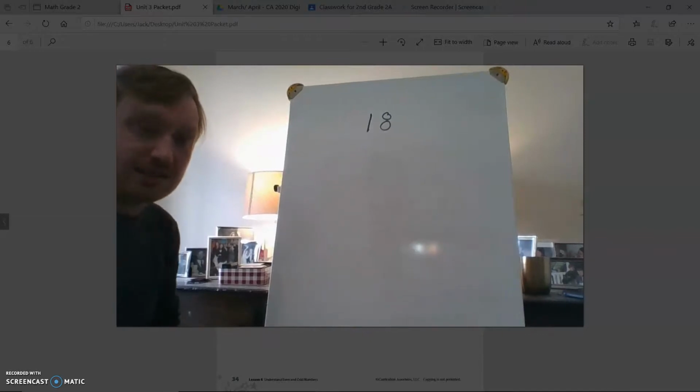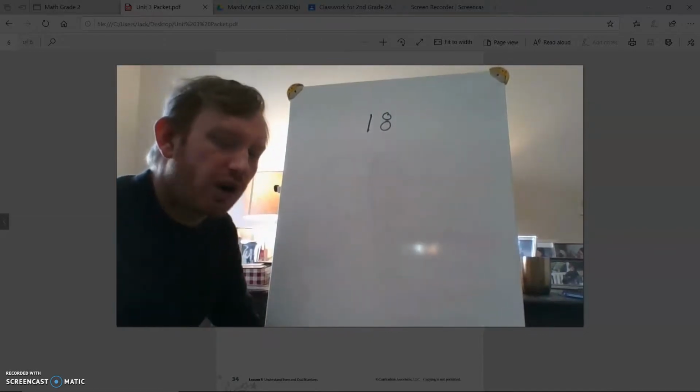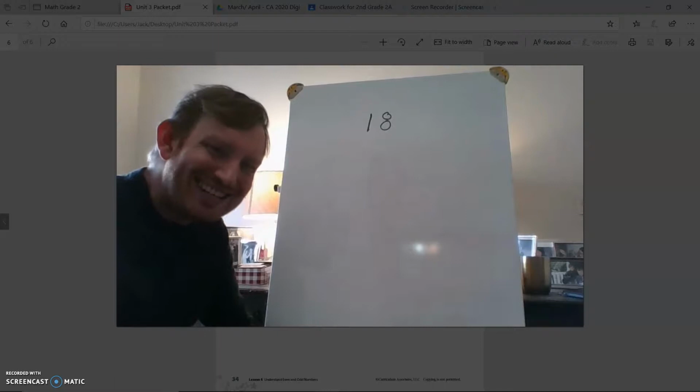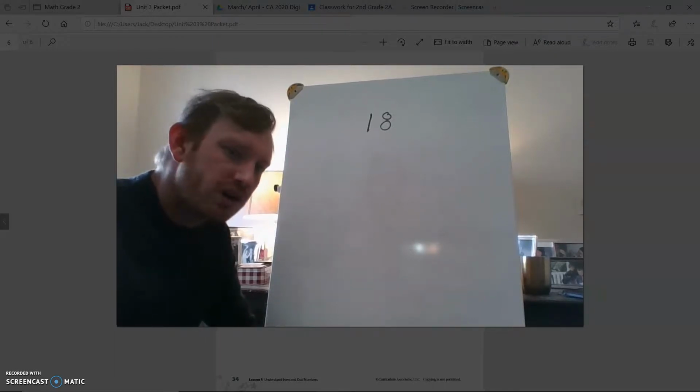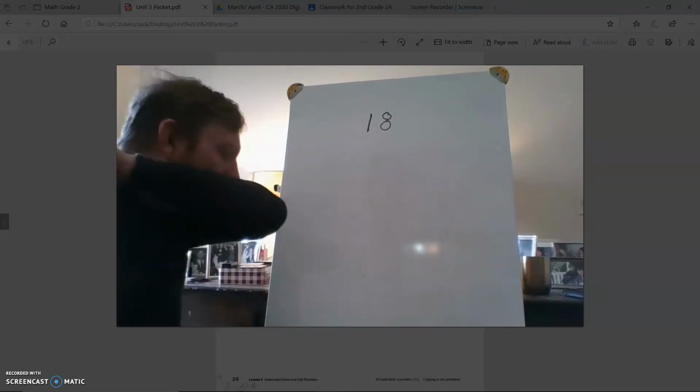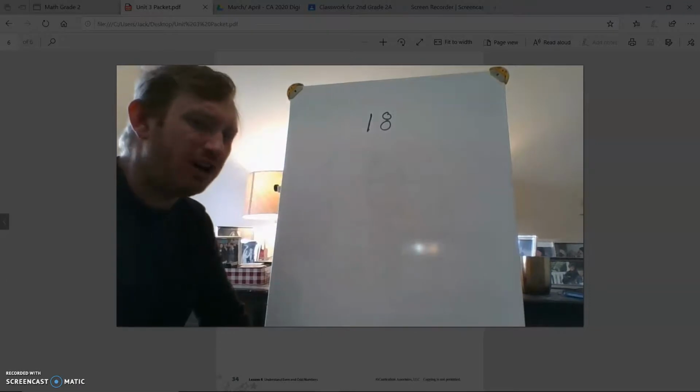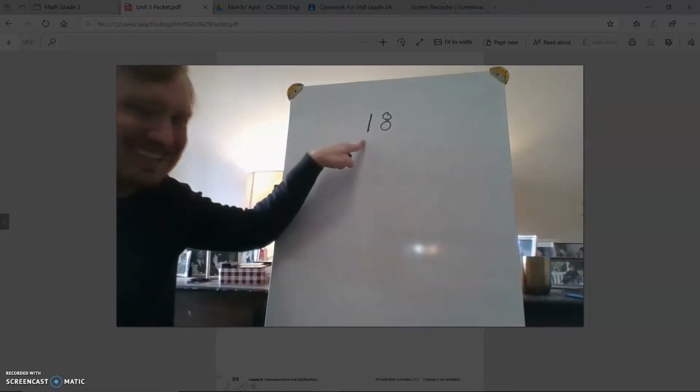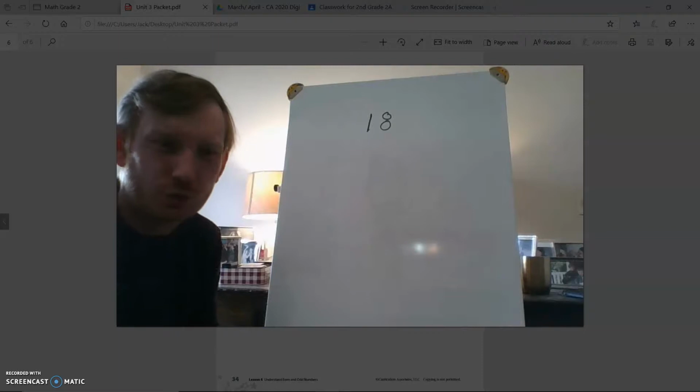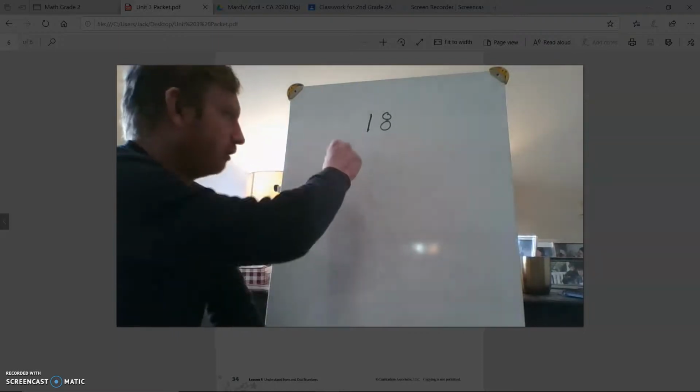So we have 18. We are going to try and come up with our doubles facts to see if 18 is an even or not odd number. So I'm going to start at a little bit of a higher number because 18 is pretty big. I know it's not going to be 2. So I'm going to start at 4.